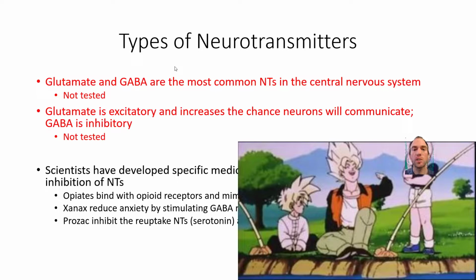So what medical professionals and researchers can do is design medications that target specific neurotransmitters. They can increase the amount of a neurotransmitter, or they can decrease the amount of neurotransmitter within an individual to try and help them with various neurological or psychological disorders.